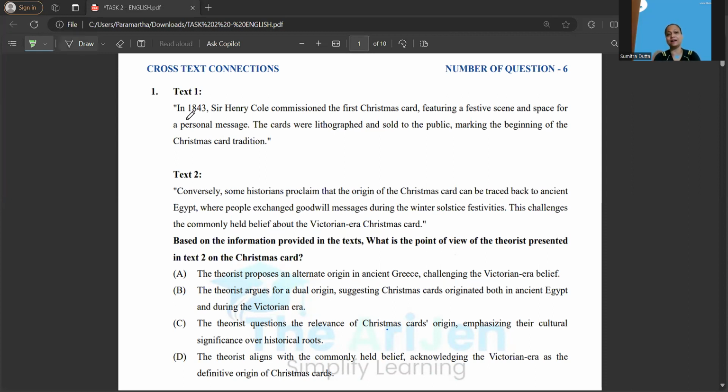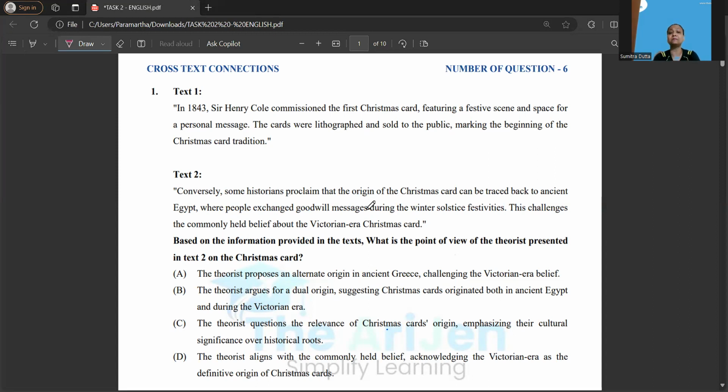So first for text 1: in 1843, Sir Henry Cole commissioned the first Christmas card featuring a festive scene and space for a personal message. The cards were lithographed and sold to the public, marking the beginning of the Christmas card tradition in 1843. They are not mentioning any era, they're just mentioning a year. Let's read number 2. Conversely, that means totally opposite.